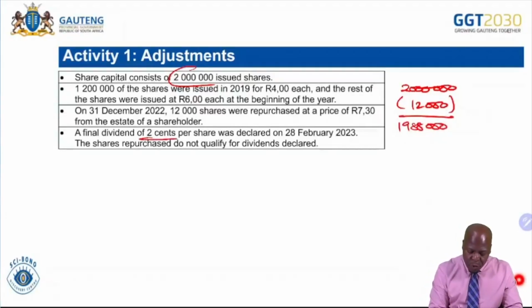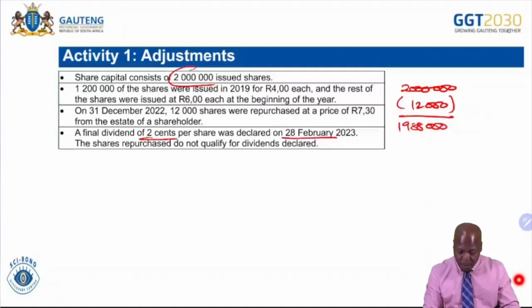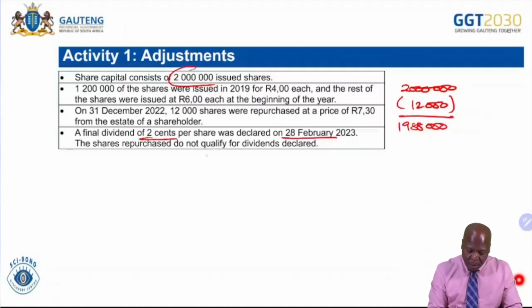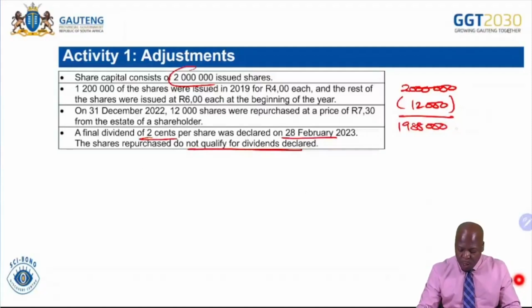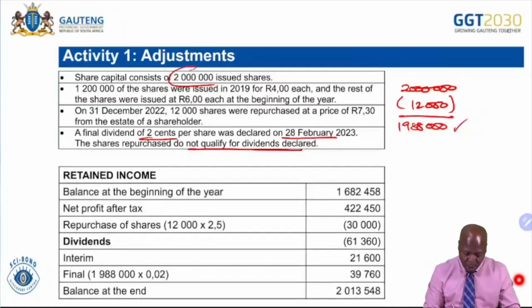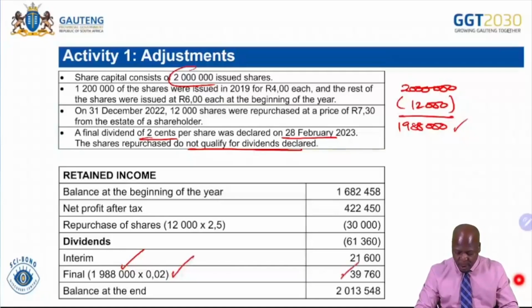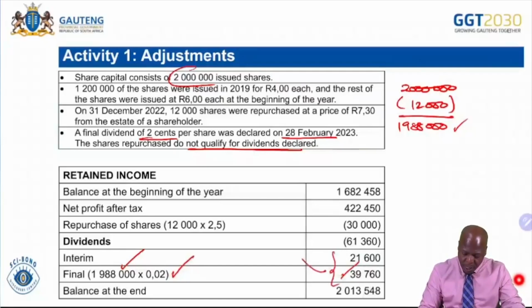A final dividend of 2 cents per share was declared on 20th February. The shares repurchased do not qualify, so we are only going to give it to the 1,988,000. So we are coming here now to say the 1,988,000 multiplied by the 2 cents. That is how we get the 39,760. And then we add these two to give us the 61,360.